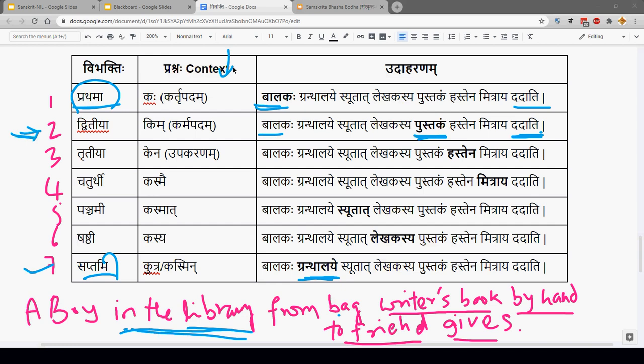Sorry, can we say it's the object? Object, yes. In English grammar, you can say it is an object. So that is the prashna here.